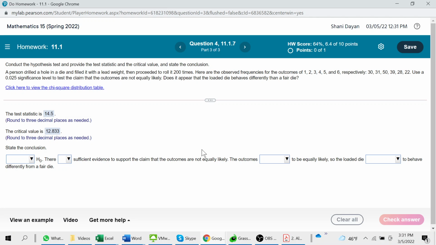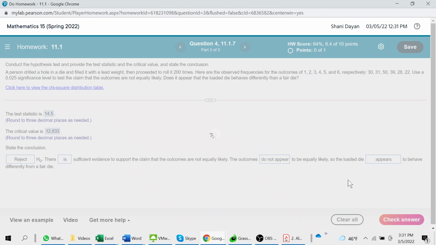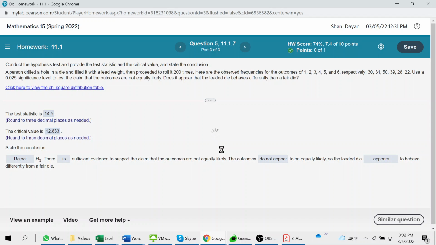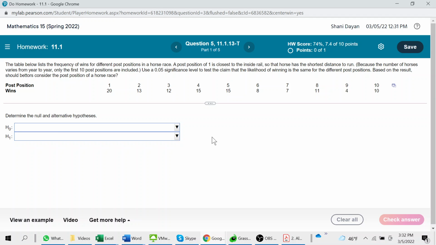Excellent. We reject H0 because the test statistic is greater than the critical value. Therefore, we reject the null hypothesis, so there is sufficient evidence to support the claim that the outcomes are not equally likely. The loaded die appears to behave differently from a fair die. Check answer. It's correct. Fantastic, of course. All right, question 5.